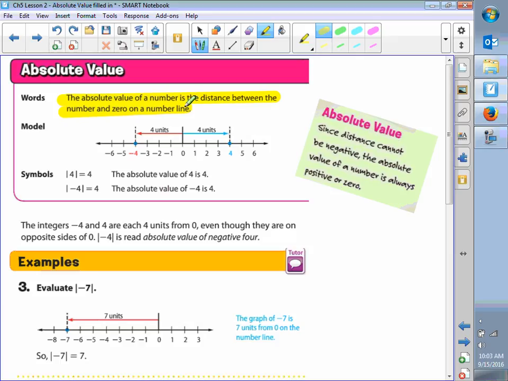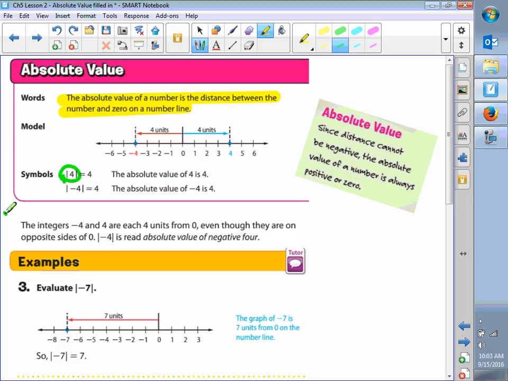So, the symbol for absolute value is 2 lines, okay? So here are the symbols. This is the symbol for the absolute value. Everybody see that? 2 lines around the number. So, the way we read this is the absolute value of. So this is the absolute value of 4.